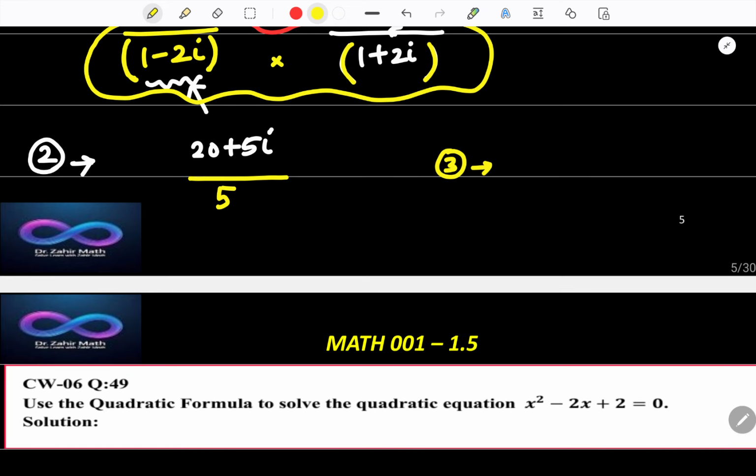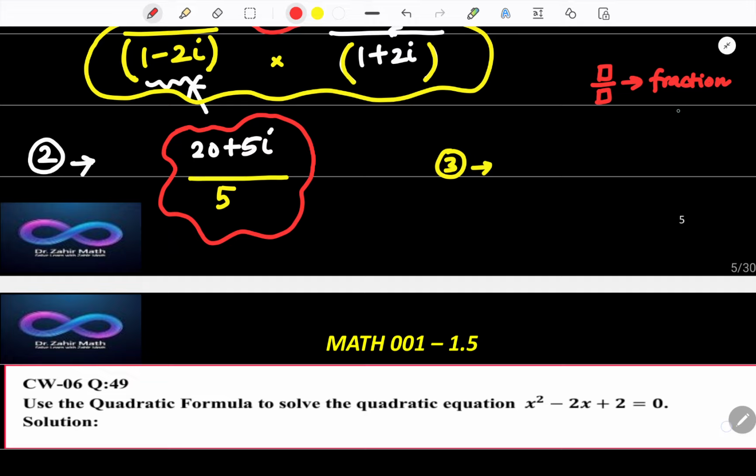Step number 3 is what you're going to do. You're going to put the whole thing in the calculator. Press the numerator by denominator. This is called fraction mode, okay? So always use this one when you have this situation. So use fraction mode, okay?